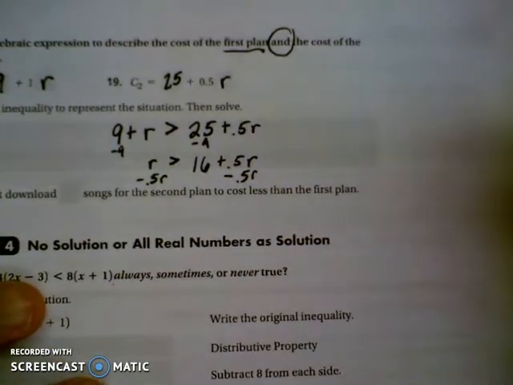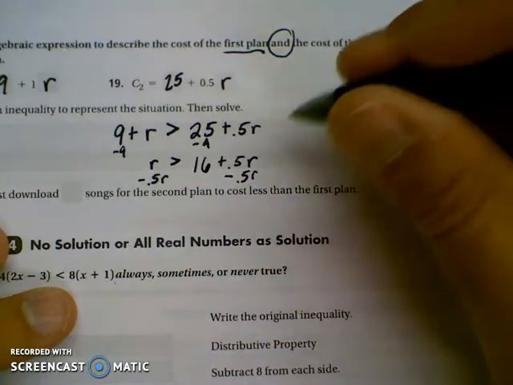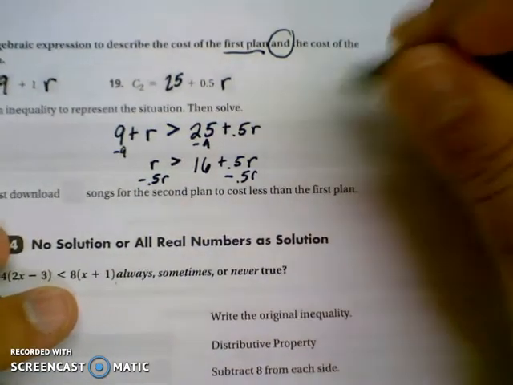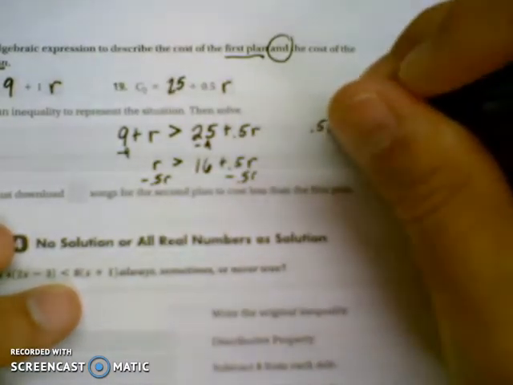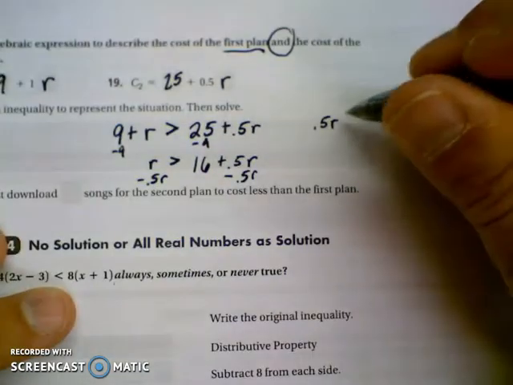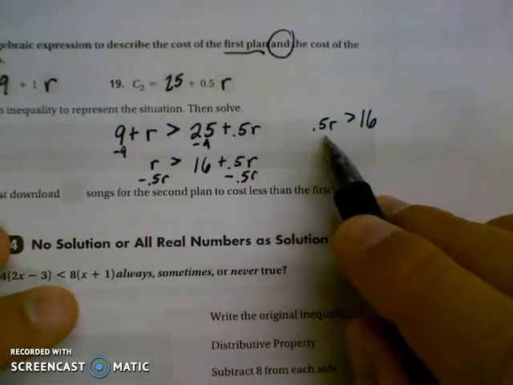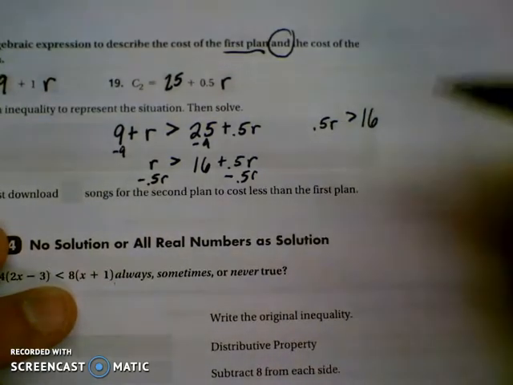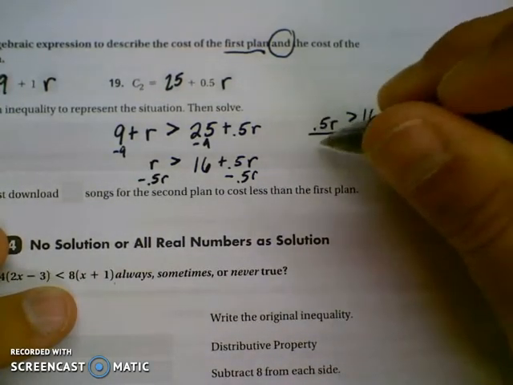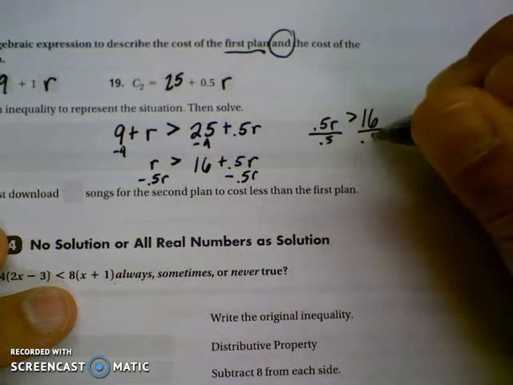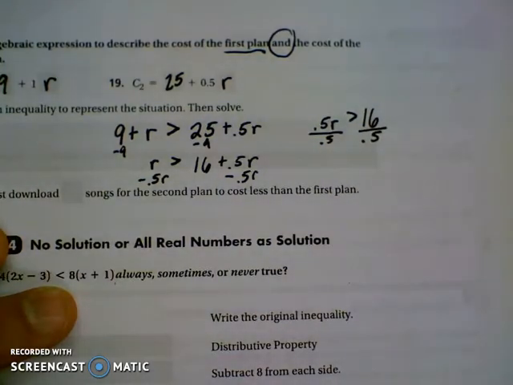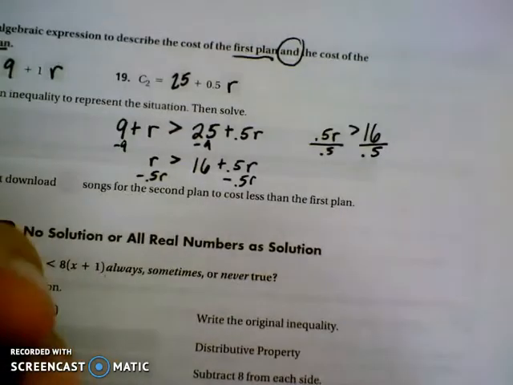And this is where it gets a little confusing, I know. So now we have 0.5 r on this side, because 1 minus 0.5 is 0.5, is greater than 16. Now we need to get rid of this 0.5. So we divide by 0.5 on each side. Hopefully that makes sense to you guys. And so now we take your calculators.